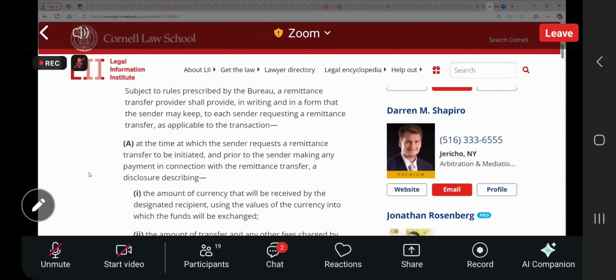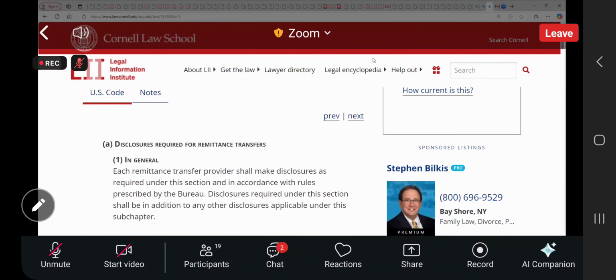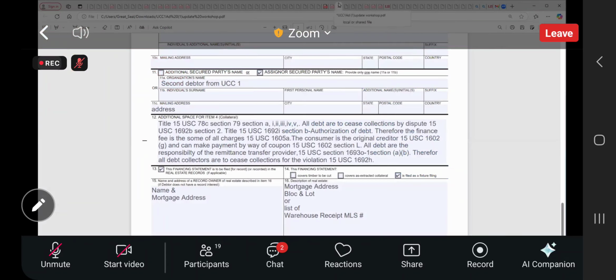Look what it says. Huh? Look what it says. Okay, what's the code? Because I know I put a specific subsection 1. Okay.